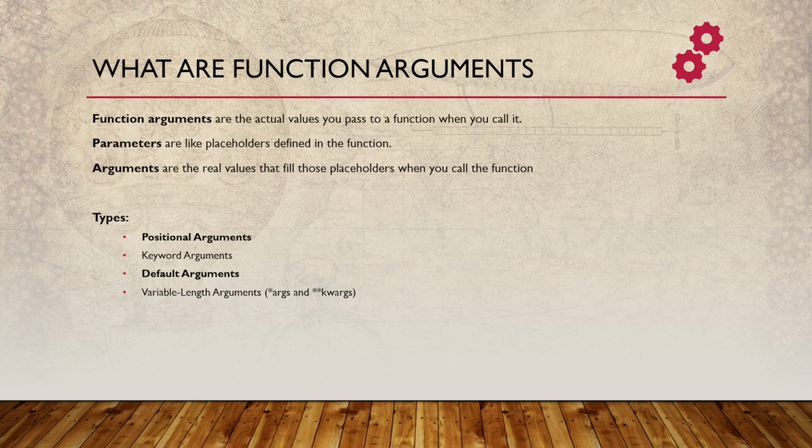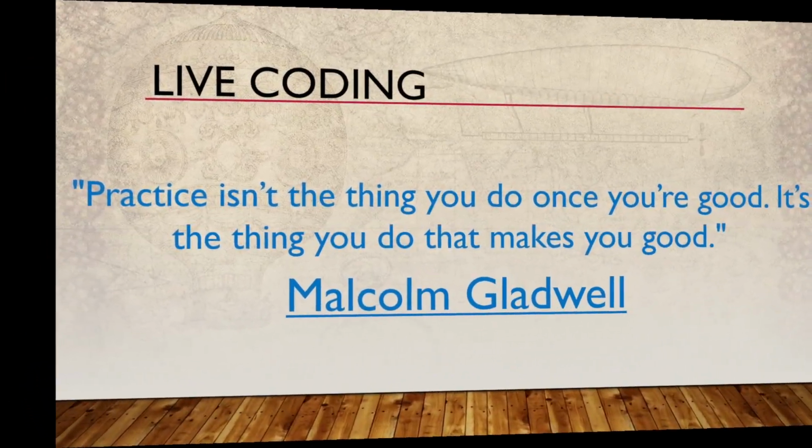We have multiple types of arguments: positional arguments, keyword arguments, default arguments, and variable length arguments. If I define them in one sentence, positional arguments match function parameters based on the order in which they're passed. Keyword arguments allow you to specify which parameters you're assigning a value to without worrying about the order. Default parameters let you set a default value for a parameter, making the argument optional during function calls. And variable length arguments allow you to pass multiple arguments without specifying a fixed number of parameters.